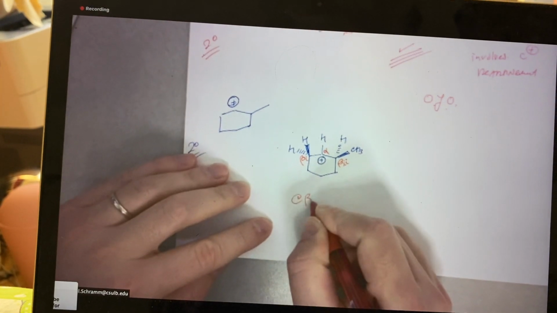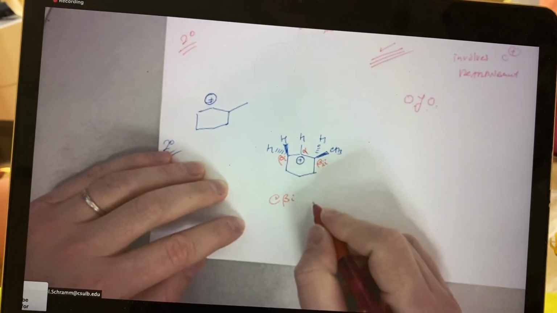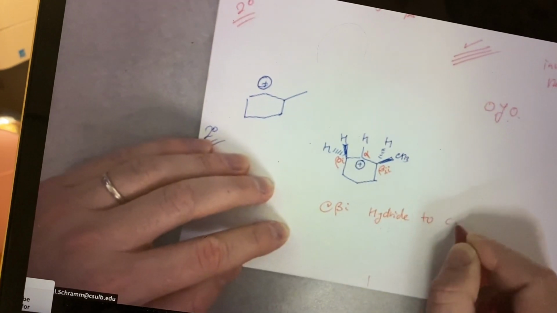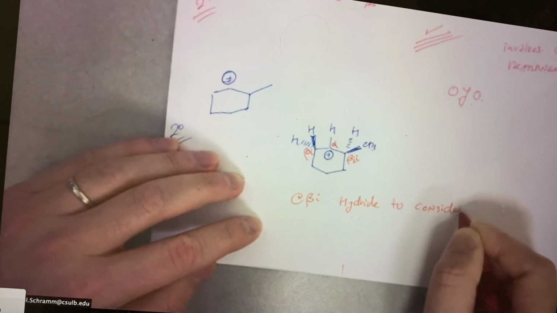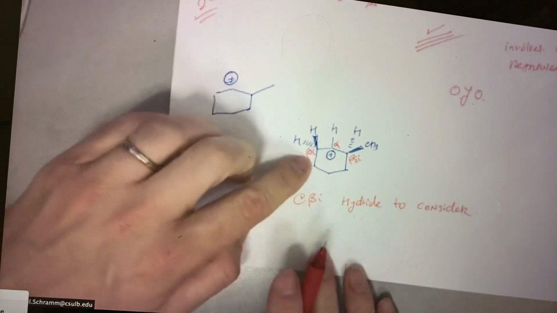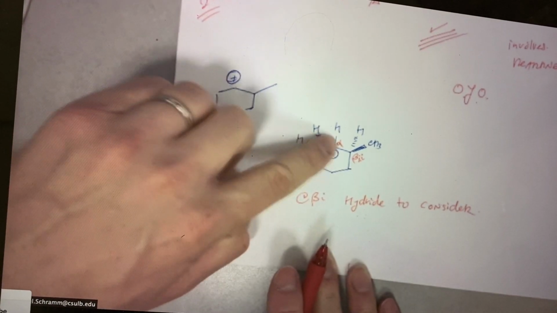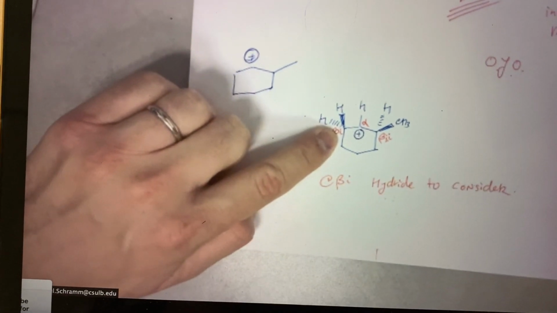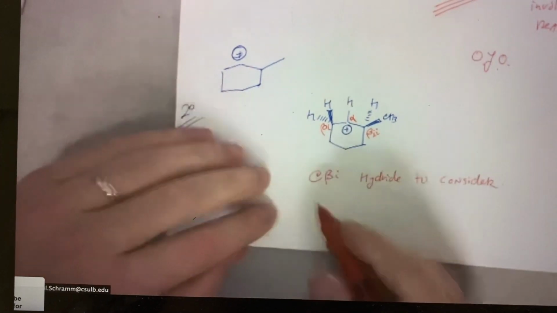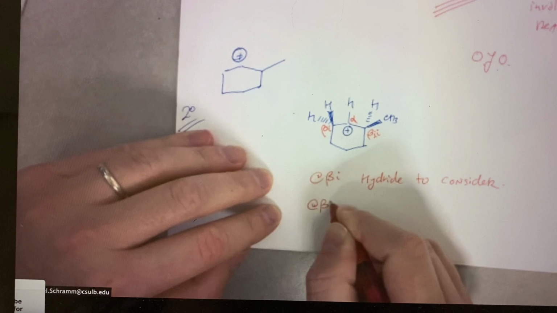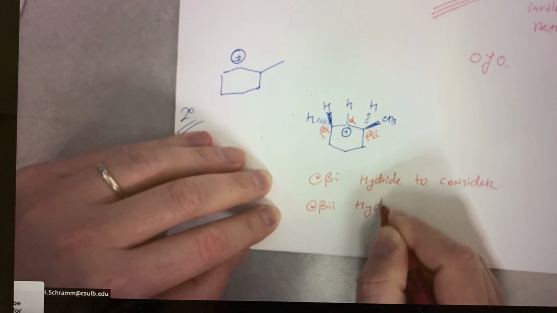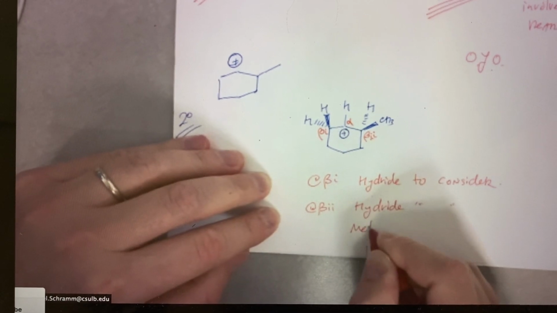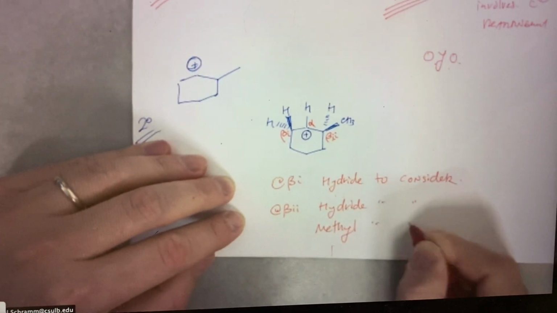At the beta 1 position, we have hydrides to consider. We could move them. Where would the carbocation be? Would it help us explain this one? At beta 2, we have a hydride to consider, and we have a methyl group to consider.